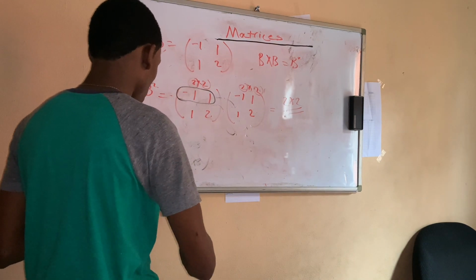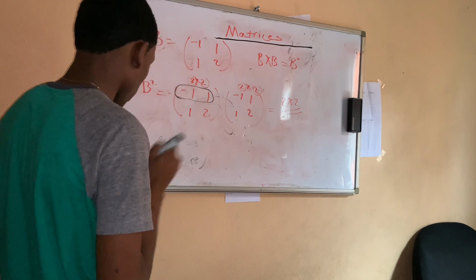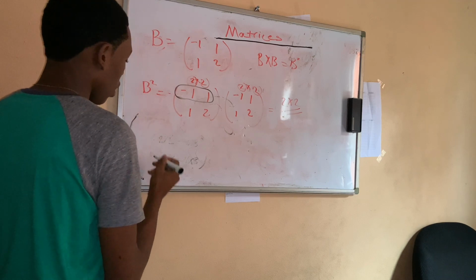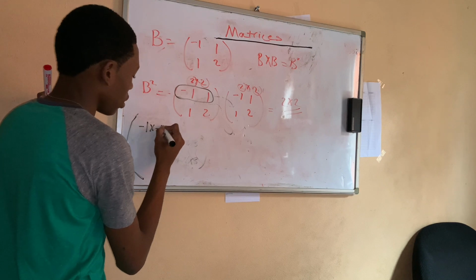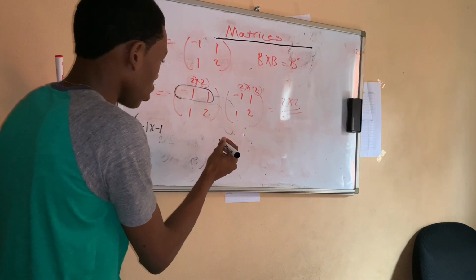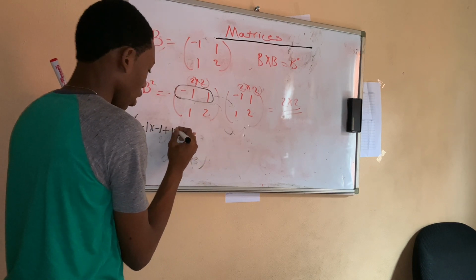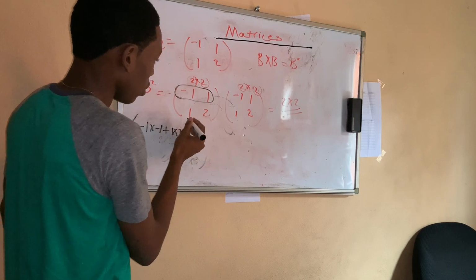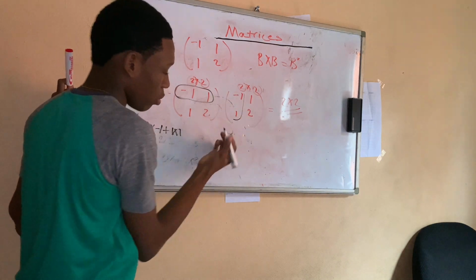This is going to be a long working out matrix, so let me write it bigger. Hope that you can see. Negative 1 times negative 1, plus 1 times 1. That is for the first row, first column. This is just one column that we just did.